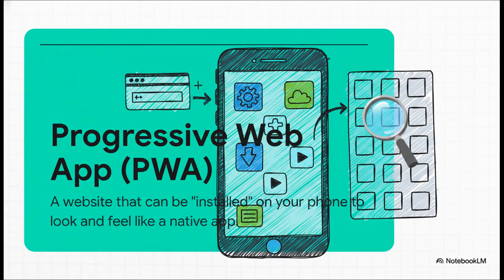The secret here is something called a progressive web app, or a PWA. The easiest way to think about it is like a website that's wearing an app's costume. You get to it from your web browser, but you can install it right onto your home screen. It gets its own little icon, it opens up full screen without the browser stuff. It looks and feels just like a regular app you downloaded.